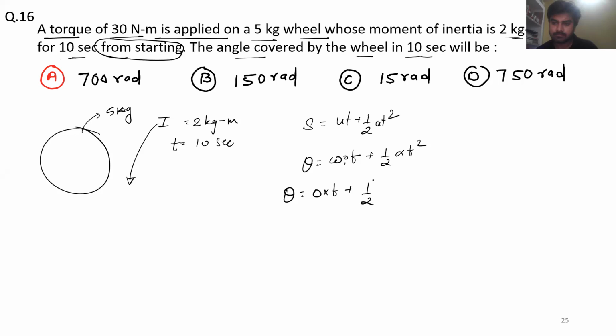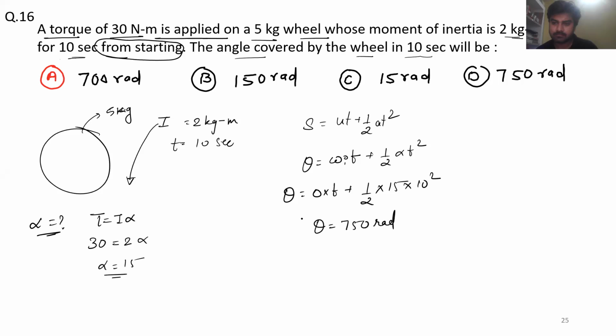So we have to calculate alpha. How will alpha come? See, torque is given. I know torque is equal to I alpha, right? Torque is how much? 30. Moment of inertia is 2 alpha. So alpha from here will be 15. I can put it here, into 15 into t square. T is 10. So from here theta you will get 150, 15 into 50 is 750 radians. Okay, this is the answer.